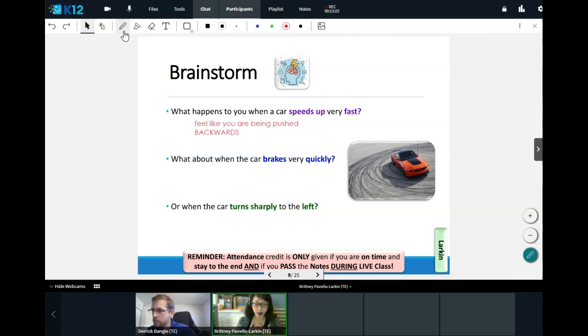What does it feel like your body is doing when someone brakes really fast, slams on the brakes, tries to avoid hitting something, right? Which way do you move this time? Yeah, this time you actually feel like you're being thrown forwards.